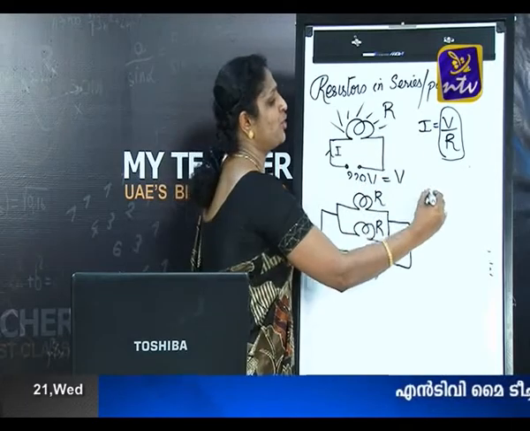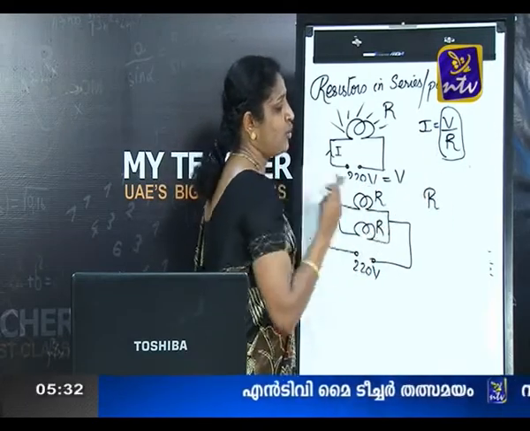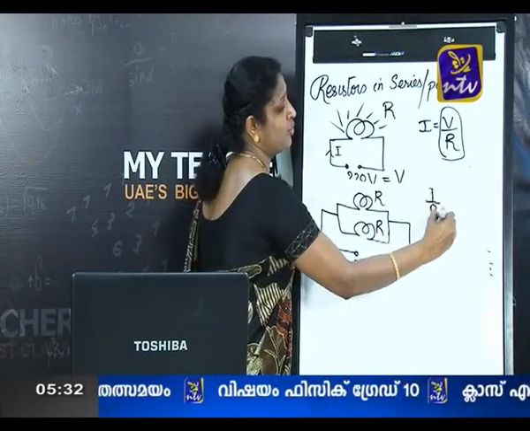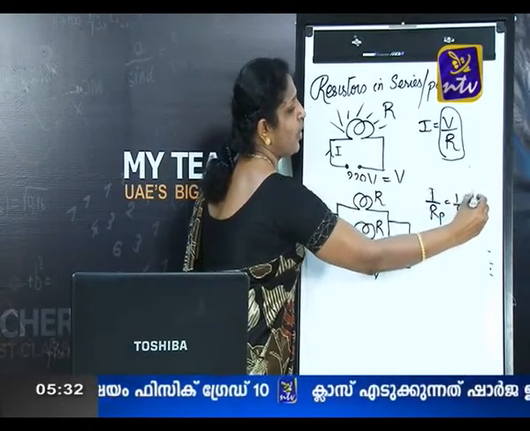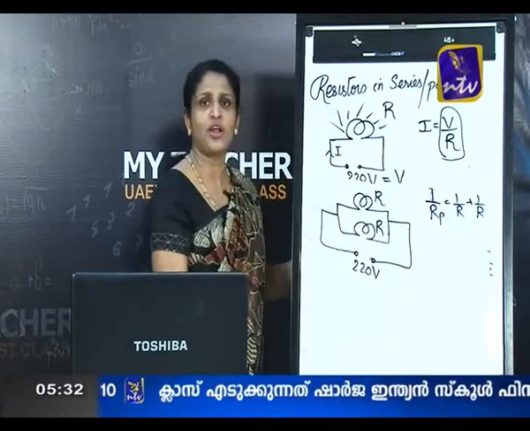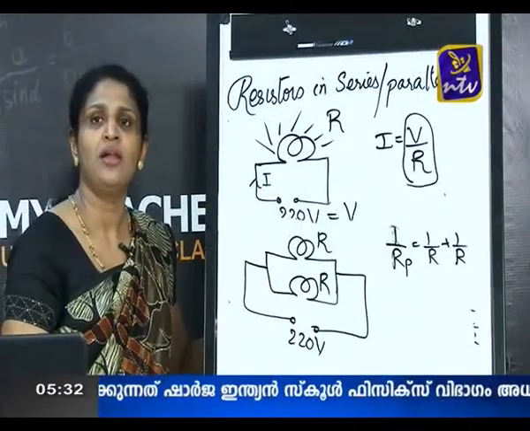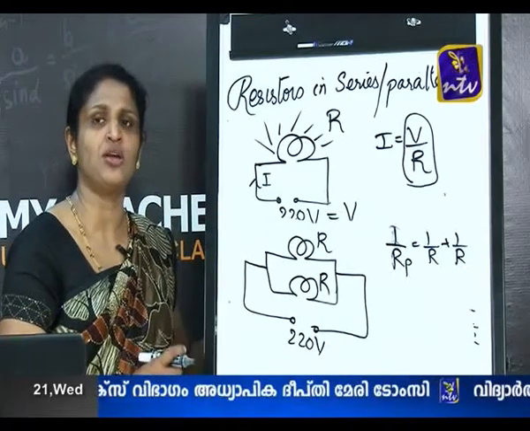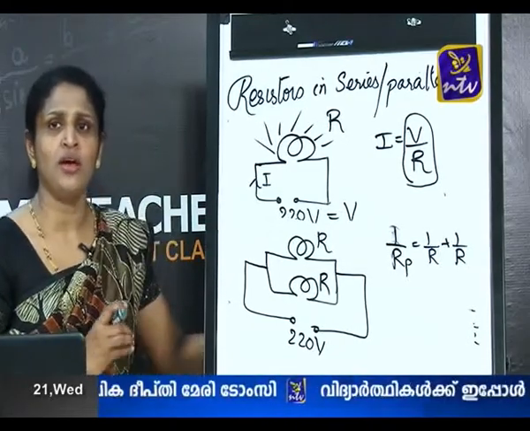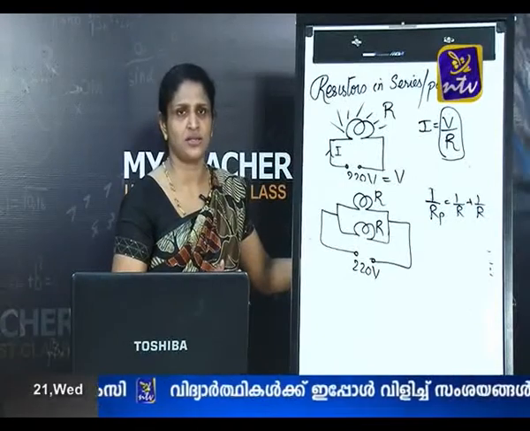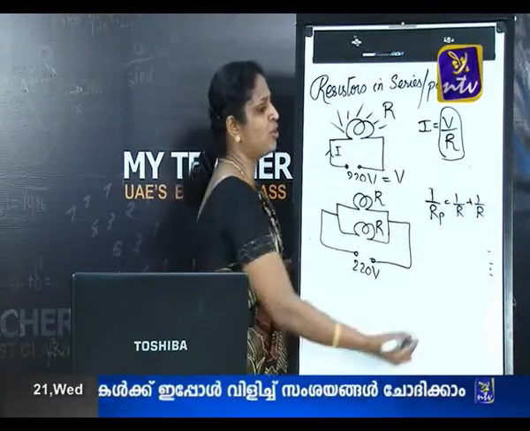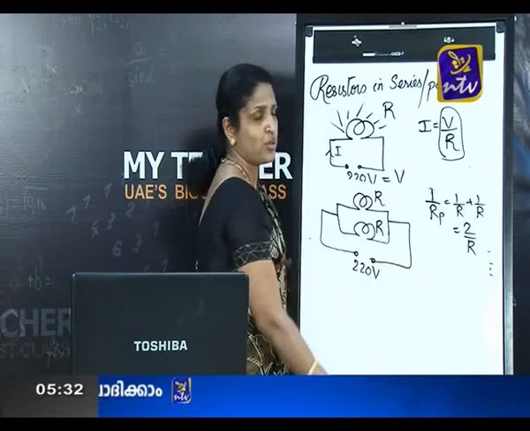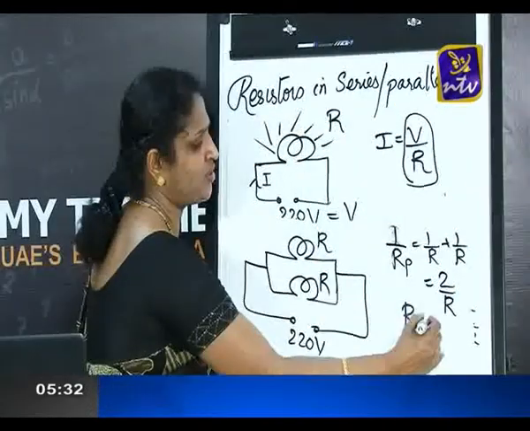When you connect so, what happens to the total resistance? You have learned that 1 by Rp is equal to 1 by R plus 1 by R. When you connect two resistors in parallel, the reciprocal of the effective resistance is equal to the sum of the reciprocals of the resistances. So, 1 by Rp is equal to 1 by R plus 1 by R, which means 2 by R. So, what is the new resistance now?